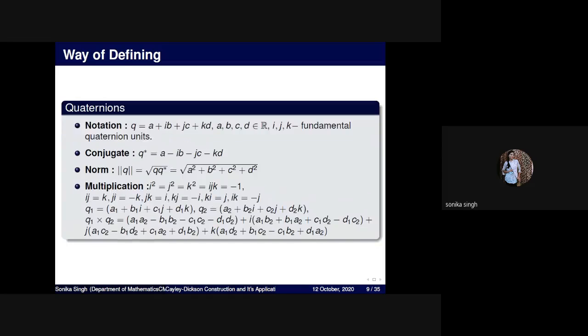The next step is about quaternions. When we apply the Cayley-Dickson construction on complex numbers, doing the direct sum of complex numbers with complex numbers, we get quaternions. It is four-dimensional, and a certain representation of a four-dimensional sphere in a three-dimensional sphere is called quaternions.